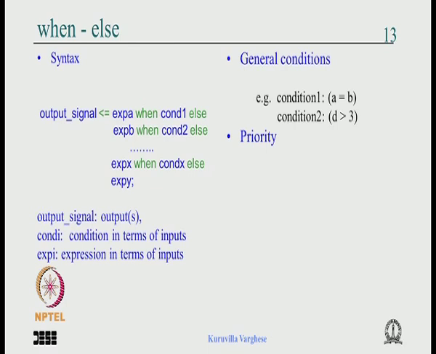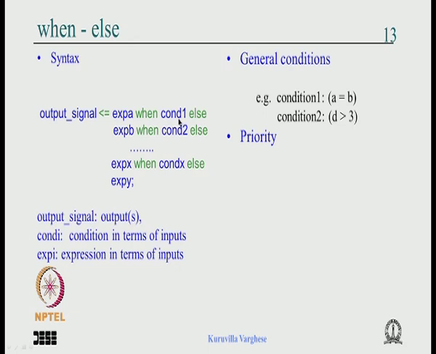concurrent statement. So let us look at the next one, which is when else, which is a little more complex than the with select. Please have a look at this syntax. It says that you have some output signal, which could be a single bit or multiple bits, it does not matter. You have an output signal which is assigned some expression, and this can be a numerical value like 00, 01 depending on the width, or it can be some input expression. You can say A and B, or A bar, or whatever.